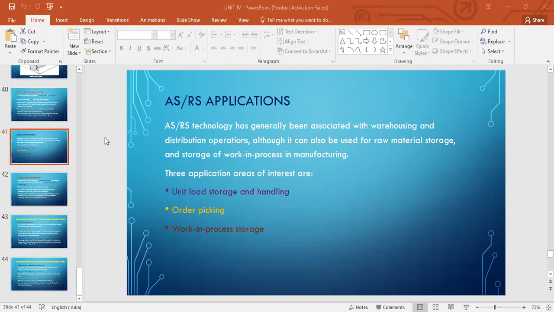You will store it because they are incomplete. Some operations have to be performed. Some have been performed, some are still to be performed. So those parts which are in progress, that's what we call work in process, right? To store them, there are three application areas of interest: unit load storage and handling, order picking, and work in process storage. So basically, unit load storage and handling is what we saw in the last class.